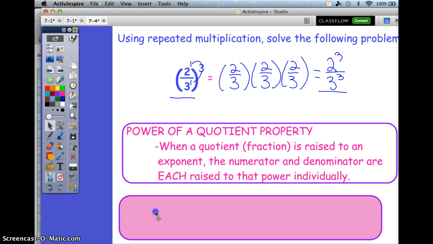So your power of a quotient states when a quotient or a fraction is raised to an exponent, the numerator and the denominator are each raised to that power individually. Take a second, hit pause, and please write that down.